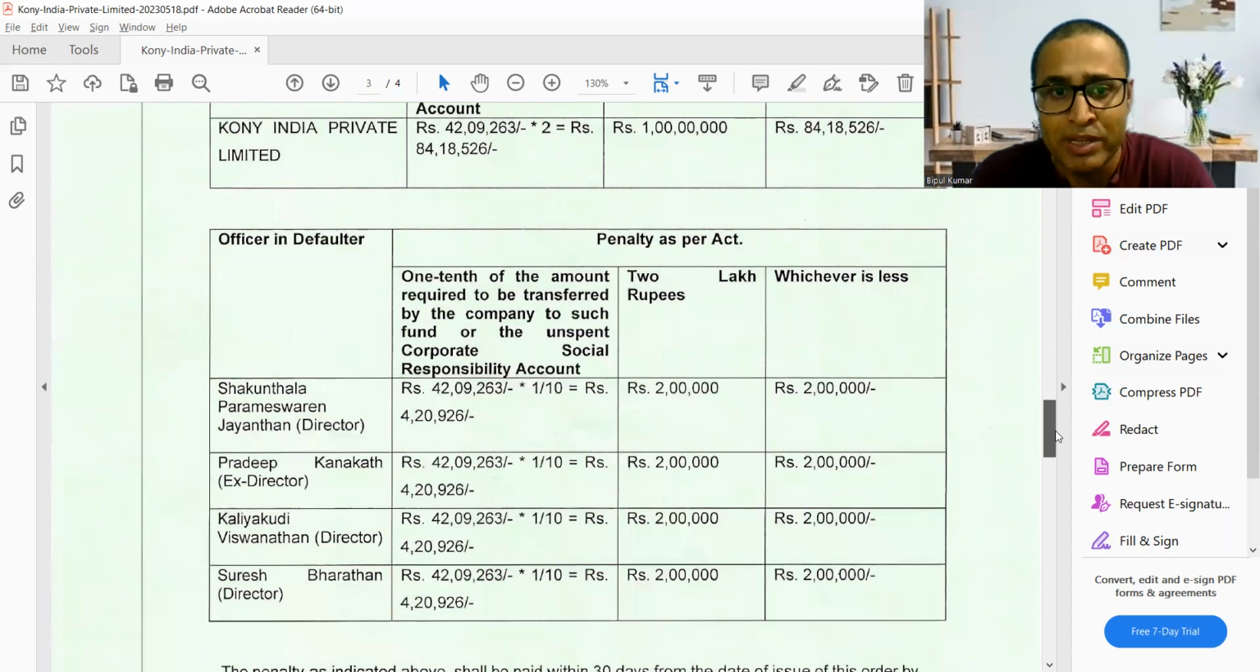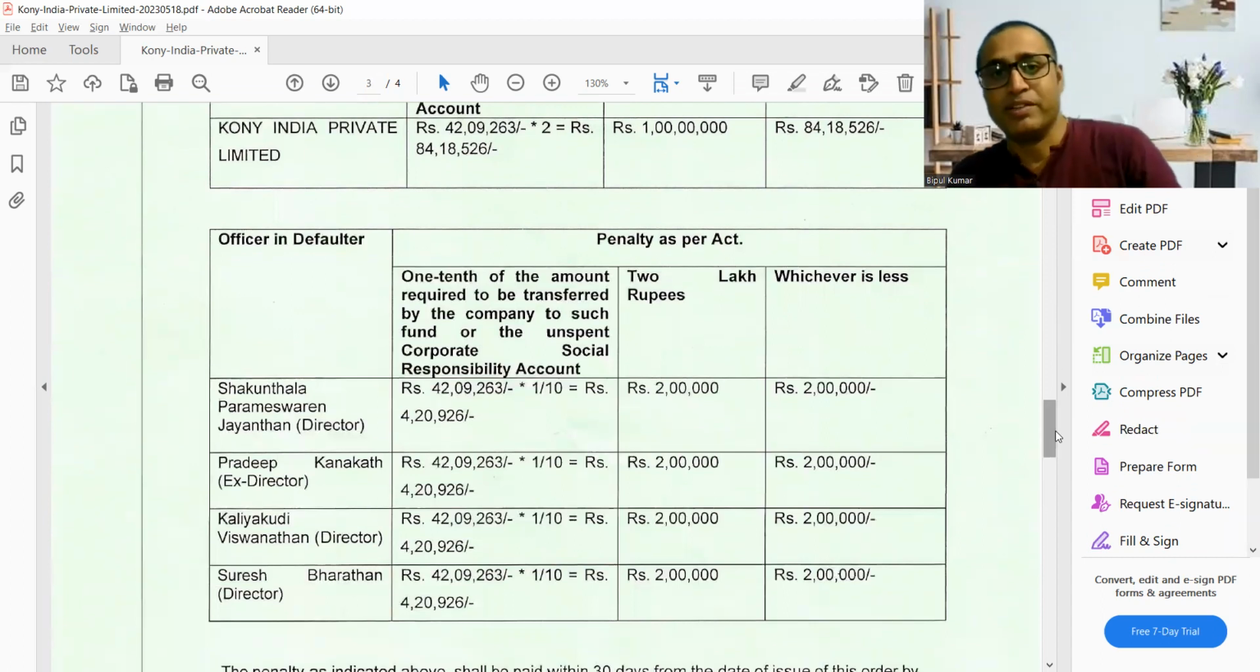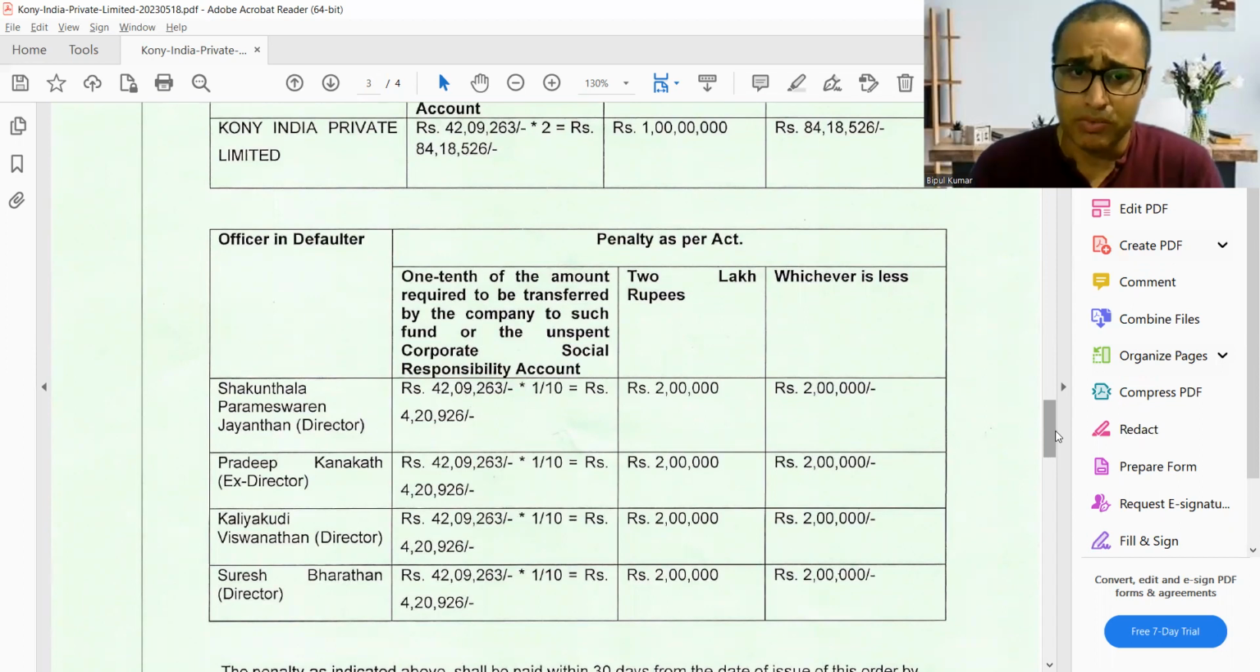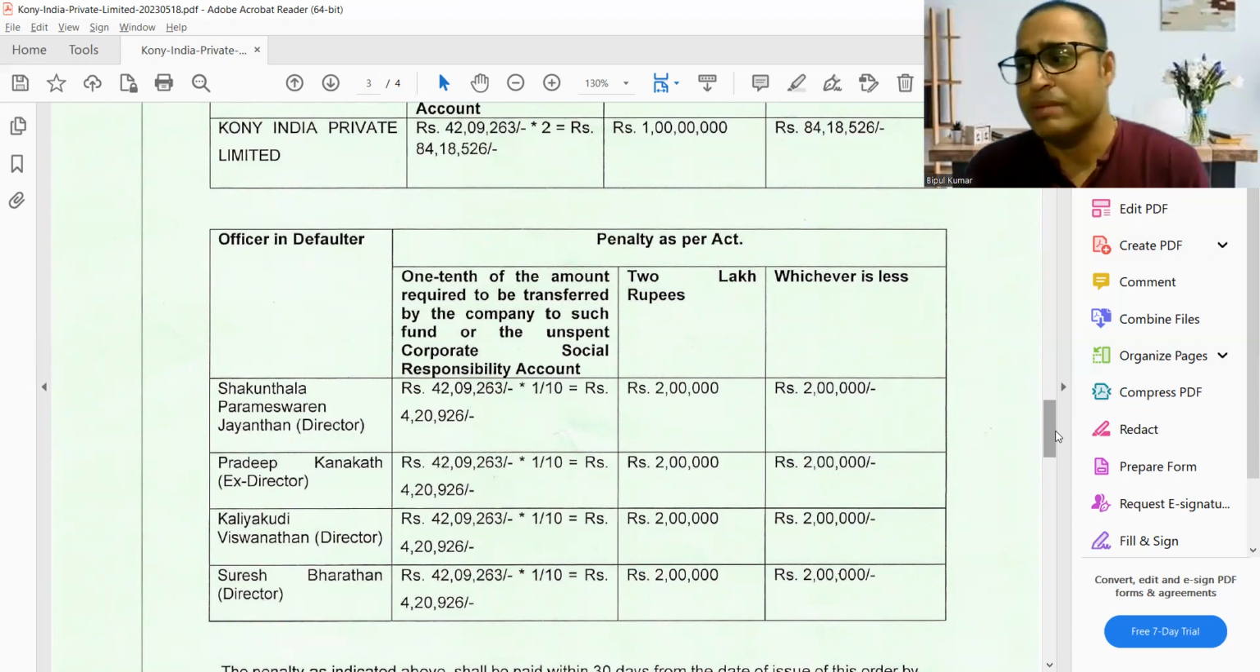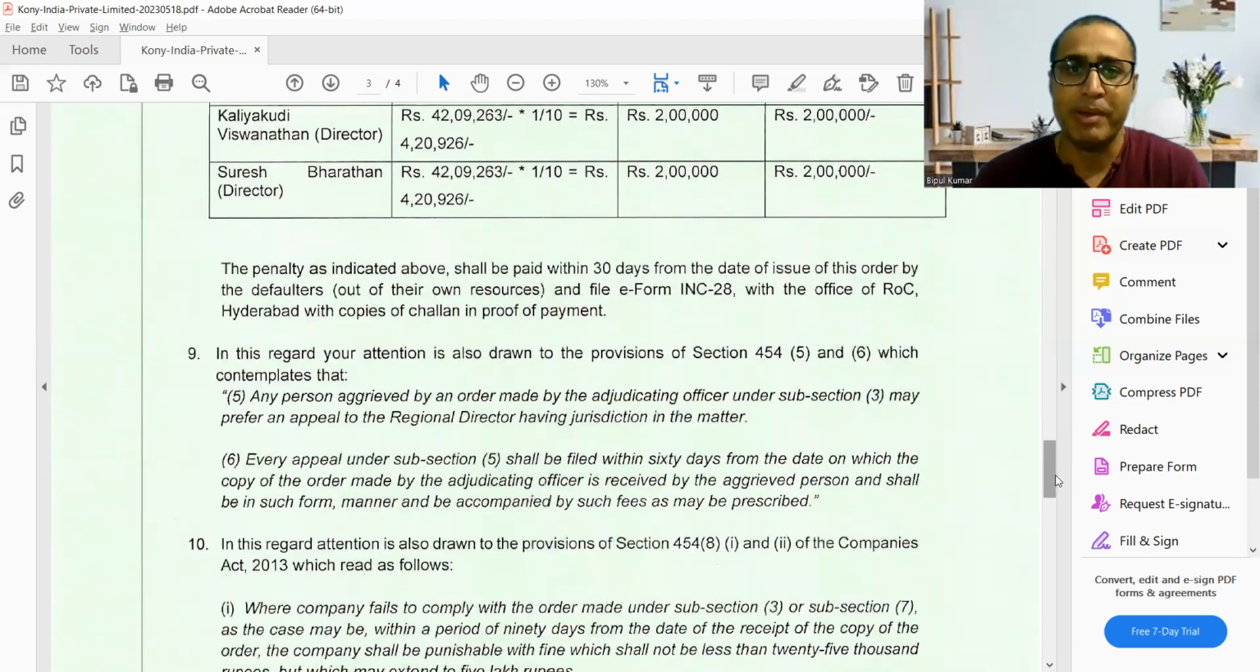And for the officer in default, it is one-tenth of the total unspent CSR fund. Here one-tenth, that is 4,20,926, or 2 lakh rupees, whichever is less. Here 2 lakhs is the lesser, so 2 lakh each is imposed on the officer in default, the directors. For the directors, 8 lakh rupees is imposed, and the total penalty imposed here is 92.18 lakhs. The penalty shall be paid within 30 days from the date of issue of this order by the defaulters out of their own resources, and they shall file form INC 28 with the office of the ROC.